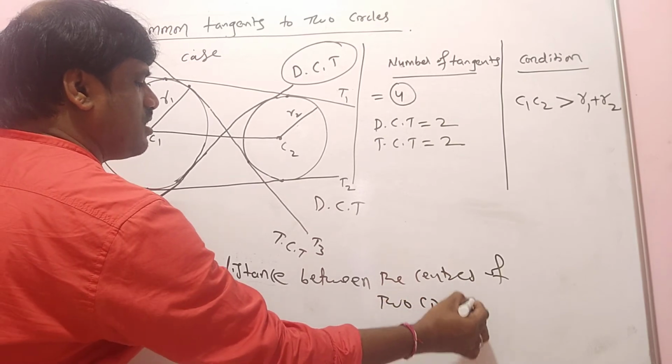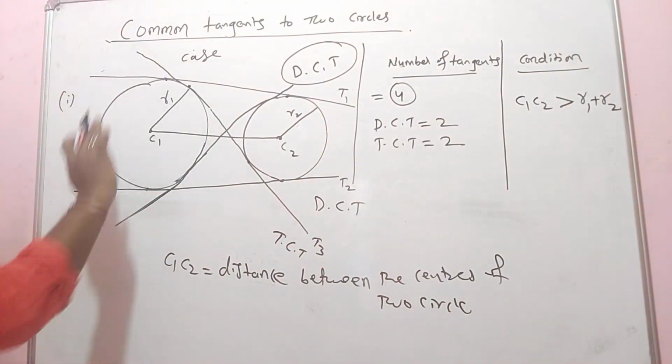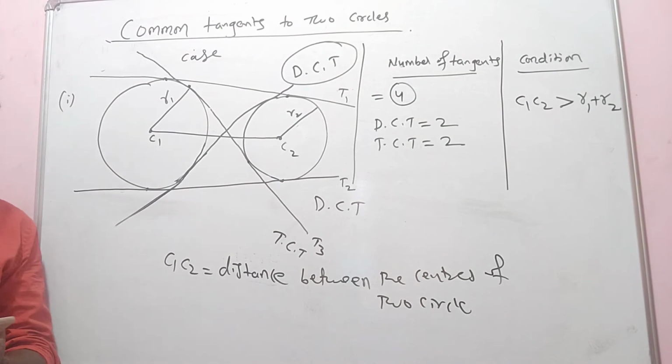So this is case 1. I have completed case 1. Based on this we will do the problems. First let me complete all the cases. Okay, the first case is C1C2 greater than R1 plus R2. Is it understood? Let's move on to the next one.